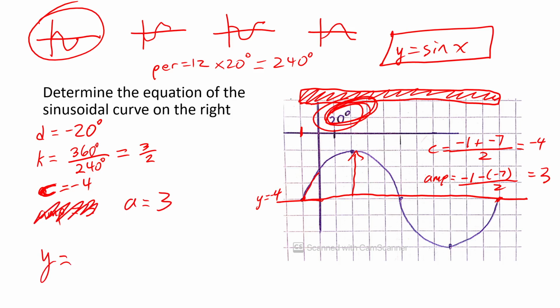And so now we can state the equation of our curve. y equals a sine of k times x minus d, so it's plus 20 degrees, plus c, which is minus 4. And there's the equation of that curve.